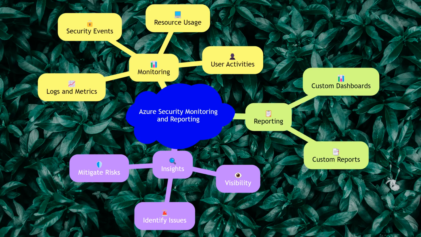Monitoring and reporting are critical components of Azure security. Microsoft Graph provides access to various logs and metrics, allowing developers to track user activities, resource usage, and security events. By integrating these insights into custom dashboards and reports, organizations can gain visibility into their Azure environment, identify potential issues, and take proactive measures to mitigate risks.